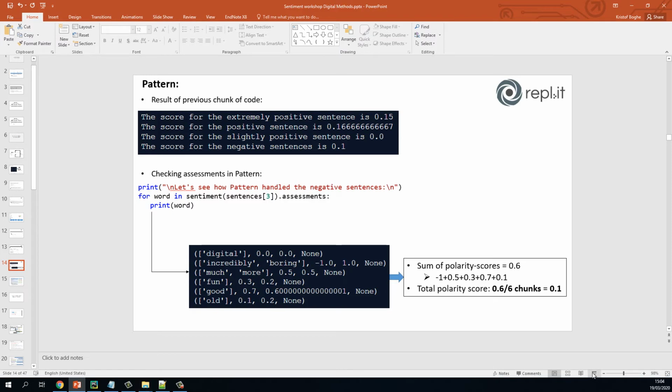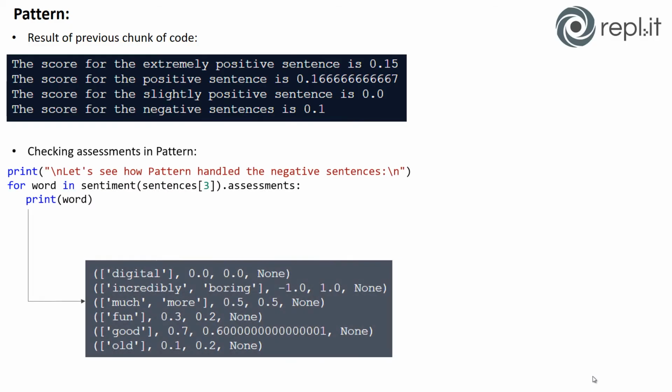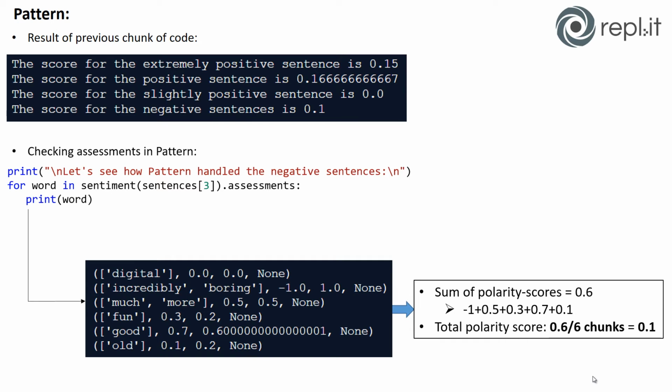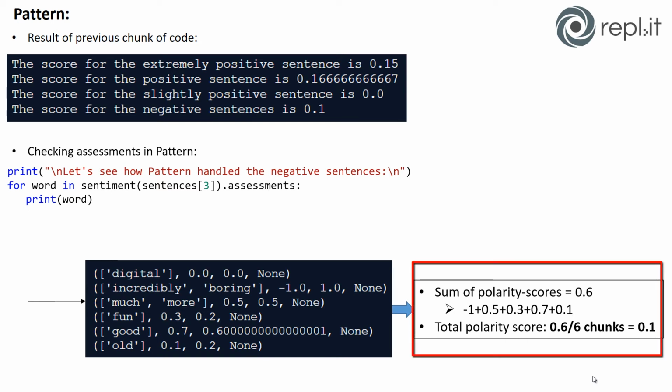Now, how does Pattern calculate these scores? Well, it does just this. It sums all the polarity scores: -1, 0.5, 0.3, 0.7, 0.1. And then it just takes an average. So it has assessed 1, 2, 3, 4, 5, 6 pieces or chunks of the text. You divide the sum of the polarity scores by 6 and you get 0.1. And that is indeed the score we get for our last negative sentence.